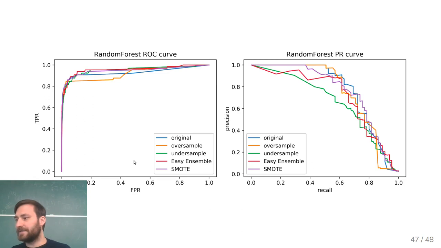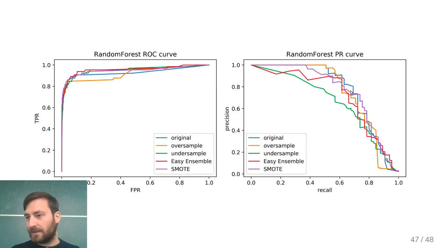So here is SMOTE with 11 neighbors added to the overview of the ROC and PR curves. And yeah, I would say it's a wash. Particularly looking at the ROC curve, there doesn't seem to be a lot going on. It's mostly dominated by the easy ensemble.